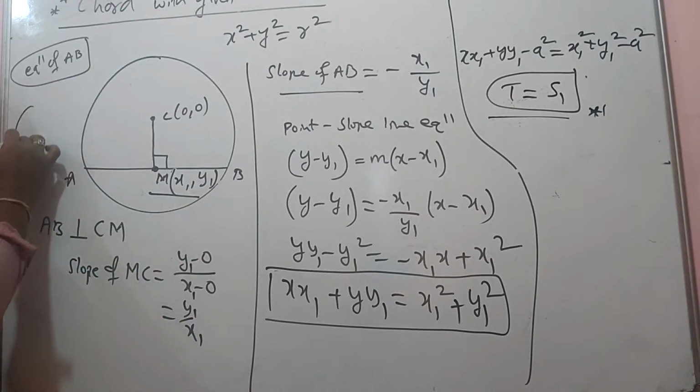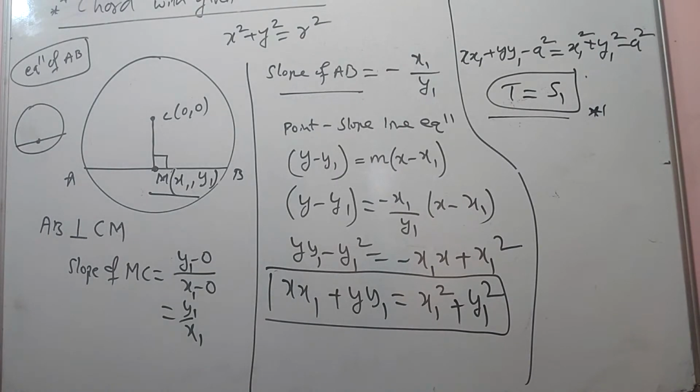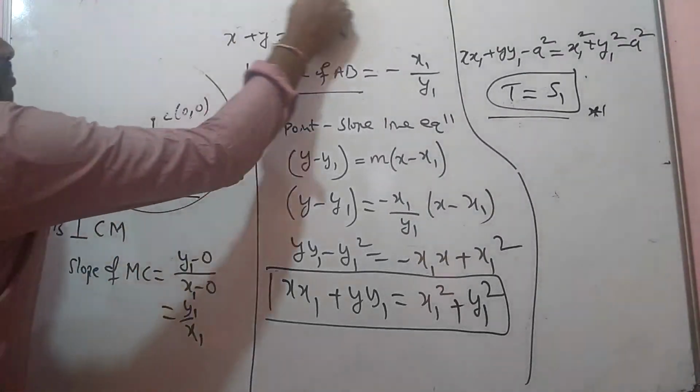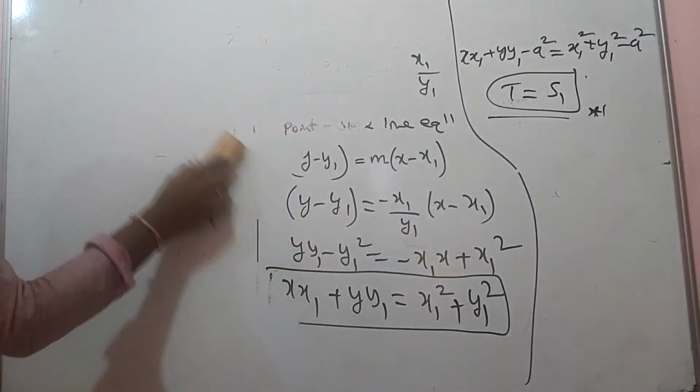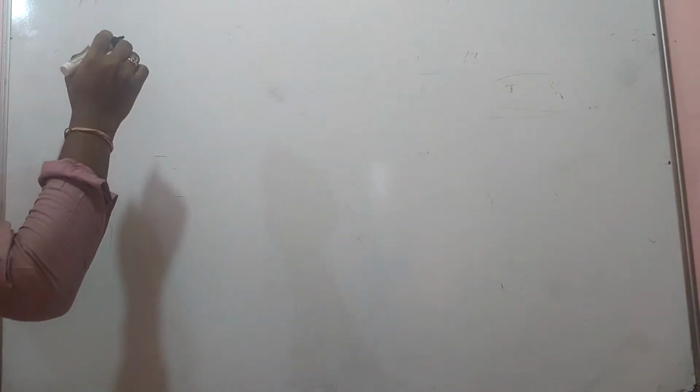See here, whenever the question says a chord is given with the midpoint, then you have to use T is equal to S1. Okay, fine. Let's solve the problems now. This is all JEE related, and it will not be there in the board. I missed out one question, I'll explain it later. I'll explain a question based on this concept here.